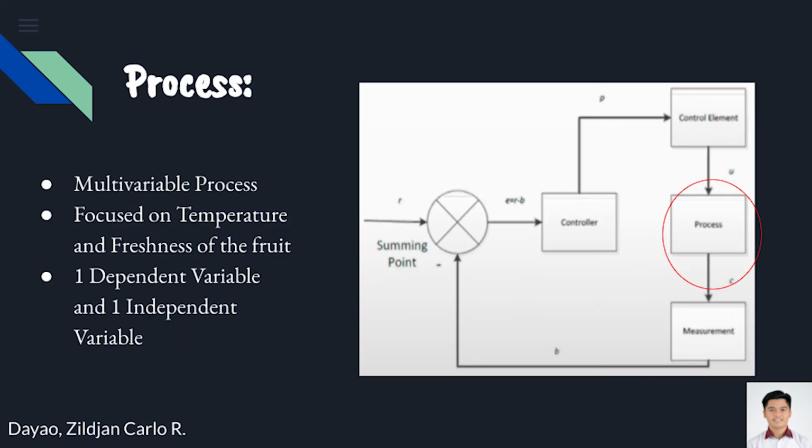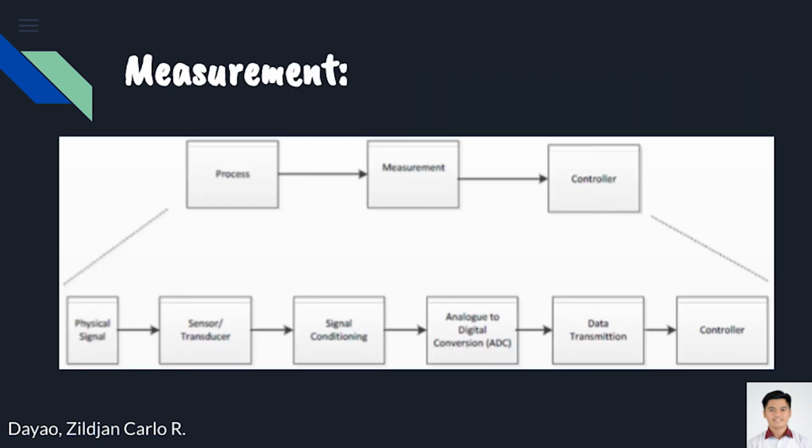In relation to the actual block diagram, the process for our design involves two variables to be controlled or measured, which is the freshness or ripeness and temperature of the fruit. Temperature can be controlled to achieve customer satisfaction, while ripeness is an independent variable because it is what it is. Our design will also be implementing the basic structure of the measurement process.